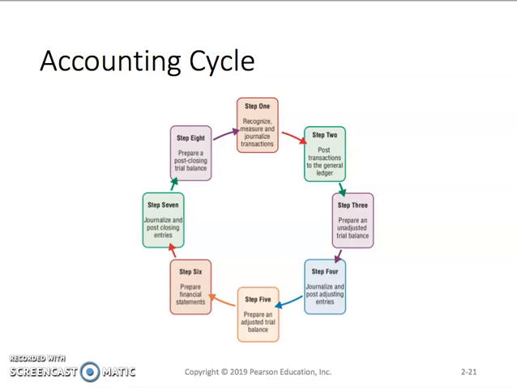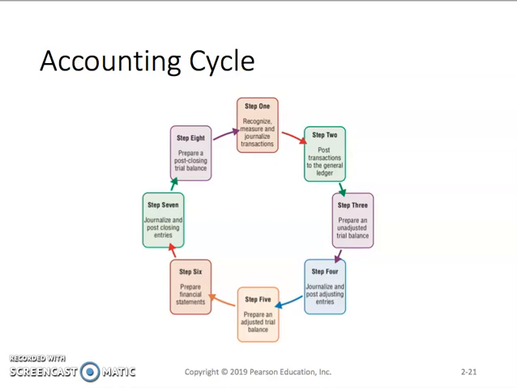As you see here, step 1 is our journal entries. This is where we take a transaction and properly record it in our journal. And then from the journal, we are able to post to our general ledger. The general ledger is going to come up in MyLab. It's going to look like a T account, and I'll show you what the T accounts look like.